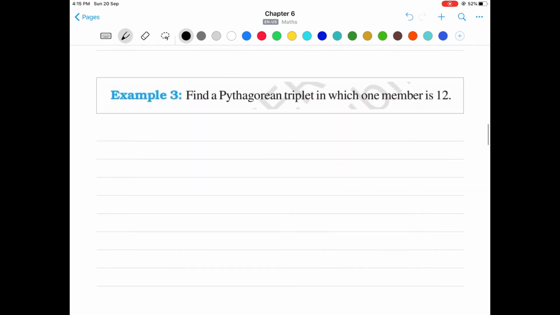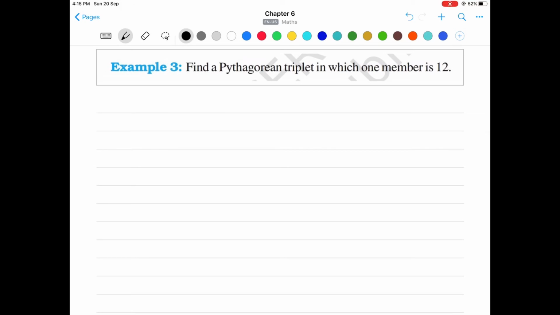Now moving to the next example, example number 3. Here we are asked to find a Pythagorean triplet in which one member is 12. It clearly says one member is 12, so we don't know whether this 12 represents 2m or m square minus 1 or m square plus 1. So we'll try with both.